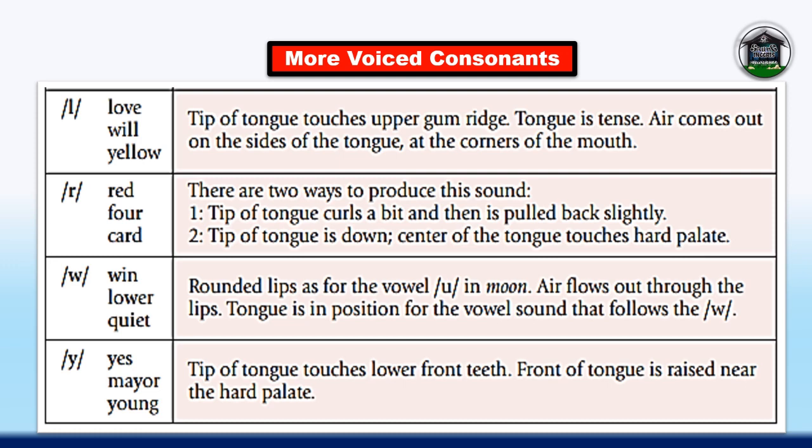W. Spelled with the letter W. Win, lower, quiet. For this sound, the lips are rounded as for the vowel U as in moon, and the air flows out through the lips. The tongue is in the position for the vowel sound that follows the W.